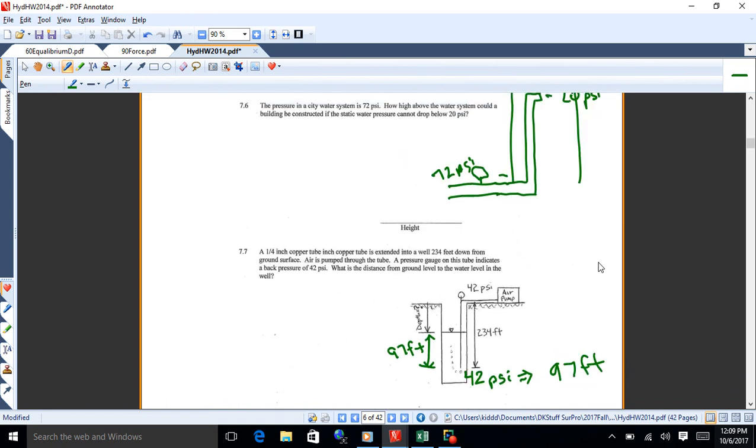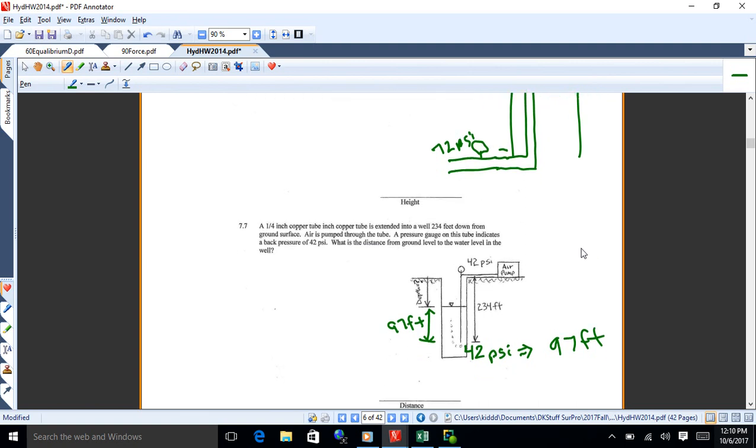Adding them? No, I think it'd be subtracting for this one. Because you've got 234 total, you use up 97, so it's just a subtraction. So yeah, it'd be a difference. It's a subtraction.